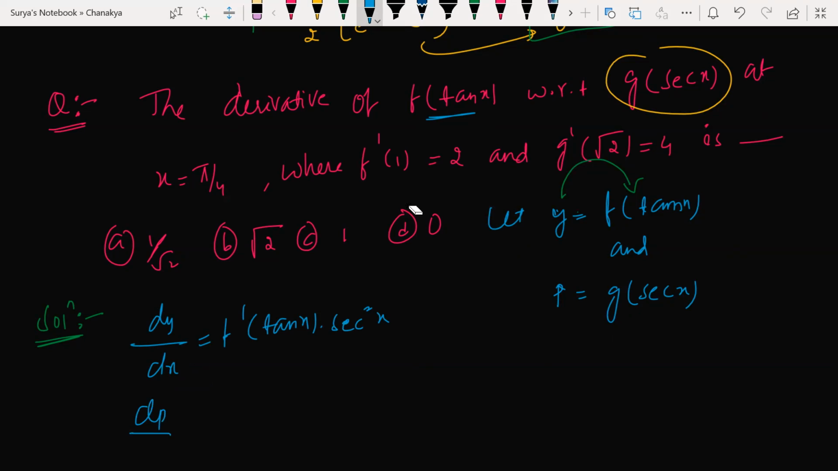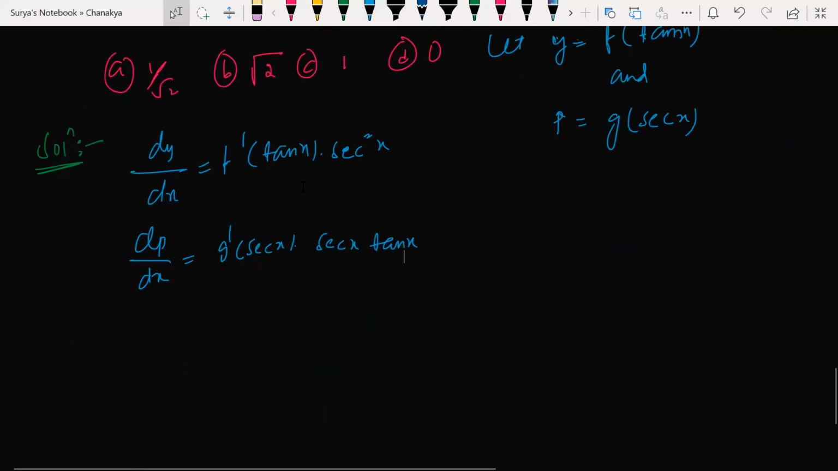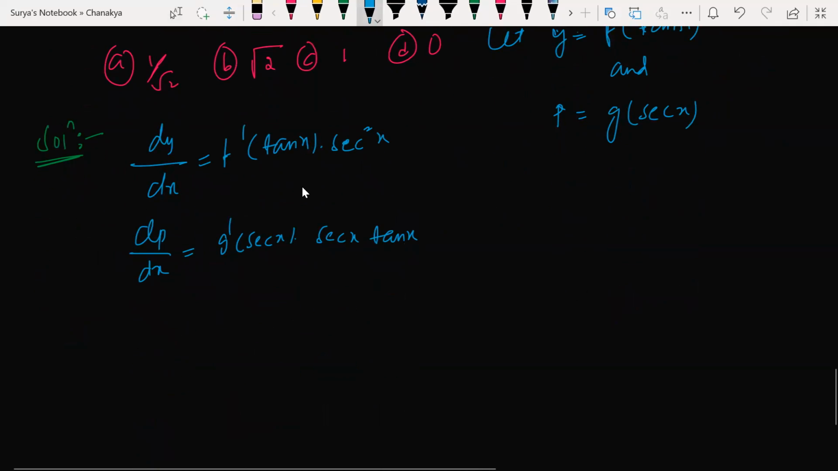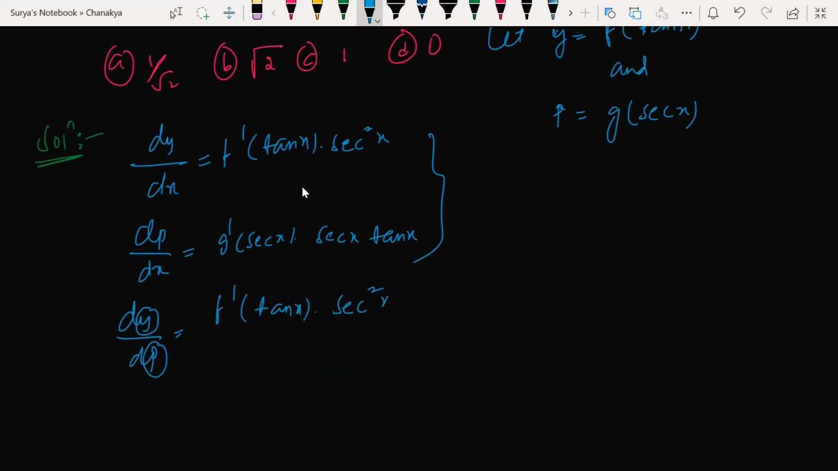Next, dp with respect to dx. So g dash of secant x, and d by dx of secant x is secant x into tan x. Is it clear? So what do I need here? I need dy by dp, the differentiation of the y function with respect to the p function, as per the data. As he is asking, this is what we need to find out. Hope you are getting my point, children.